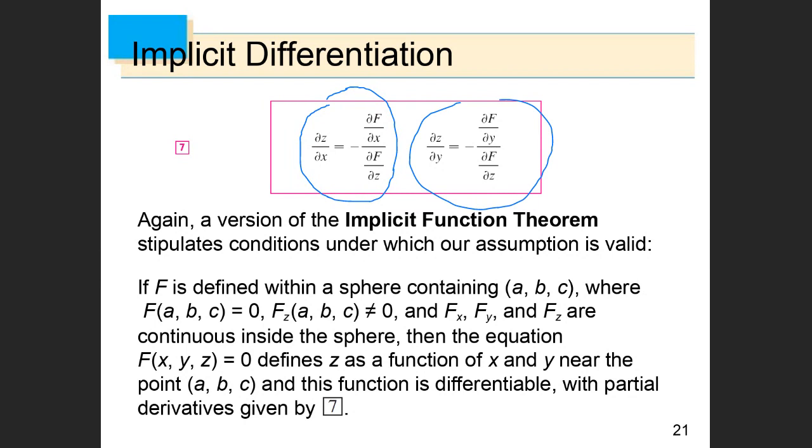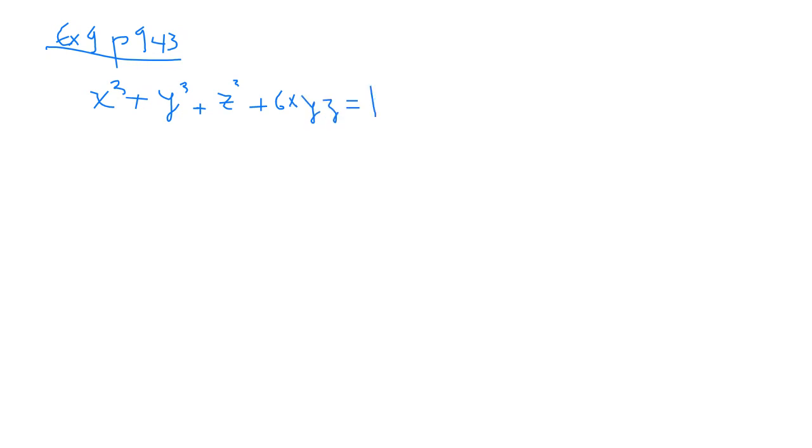So let's close with a simple problem where we have an application to this. I'm closing with example 9 from the textbook, which is on page 943. In this case, guys, what do we have? We have x cubed plus y cubed plus z cubed plus 6xyz equals 1. Okay, so this is the equation. What do we need to find? We need to find dz over dx and dz over dy. This is what we need to find.